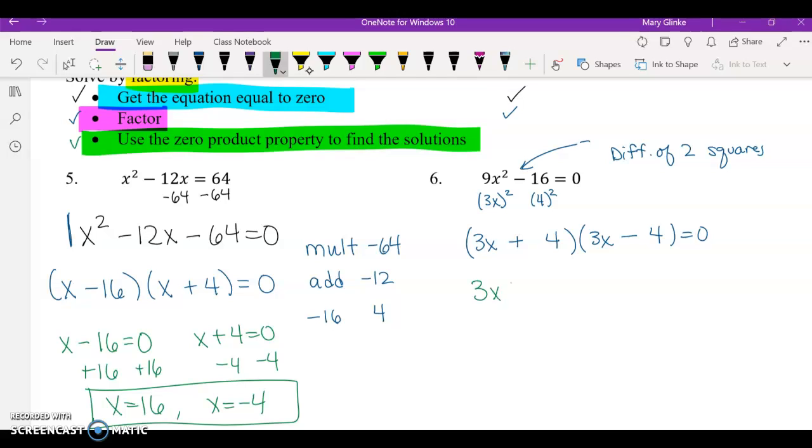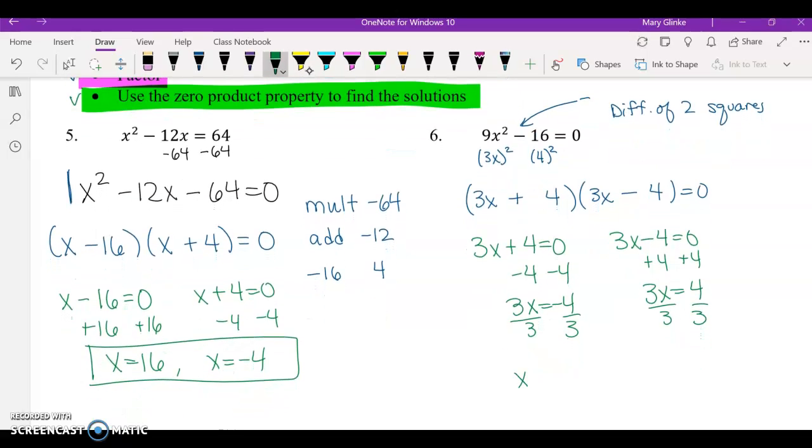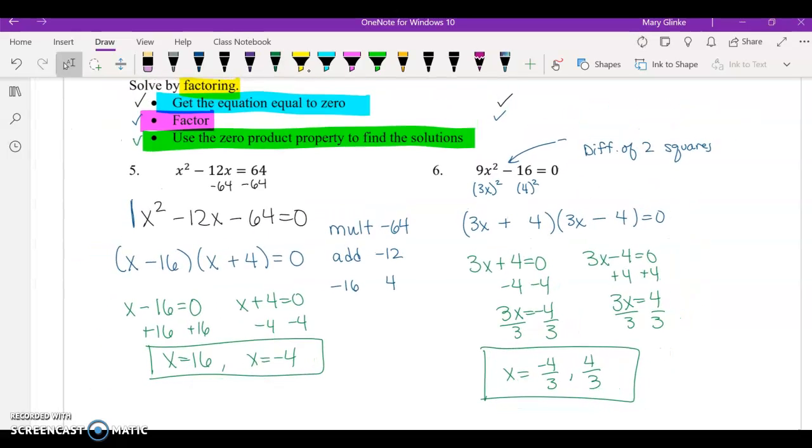Step 3 then is to set each of these parts equal to 0 and then solve the resulting equation. And so for this one, we do end up with 2 answers. It is negative 4/3 and positive 4/3. So this is how we solve equations from factoring.